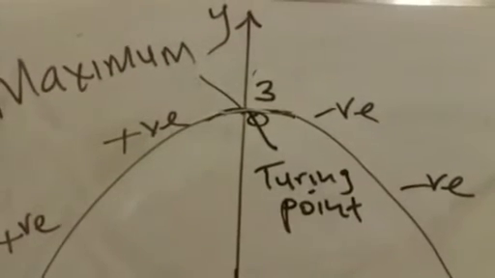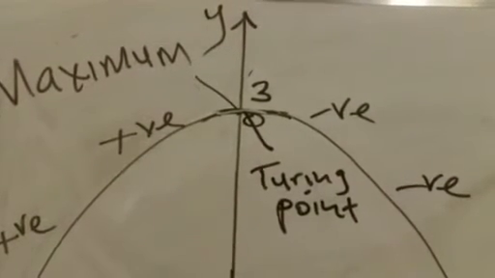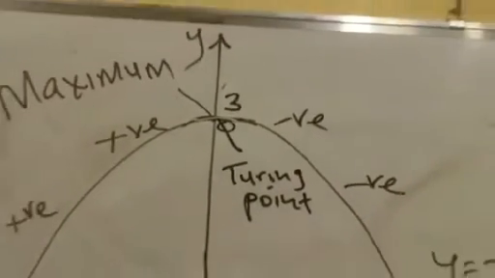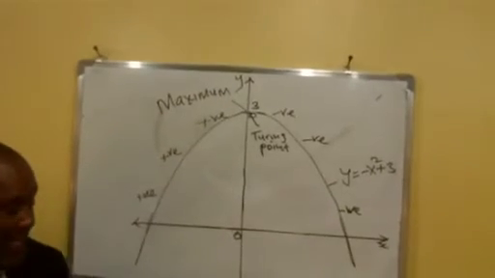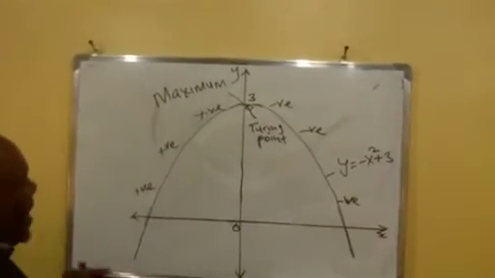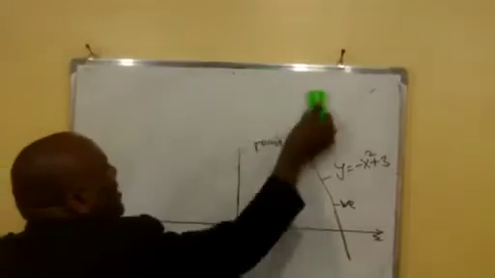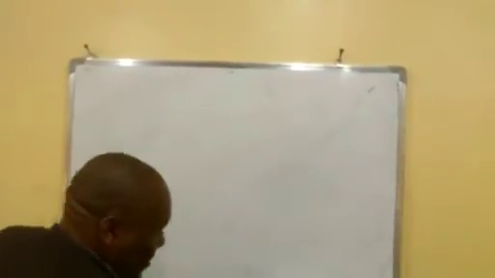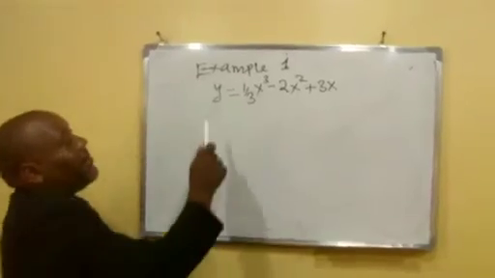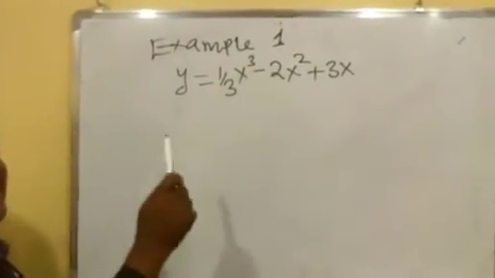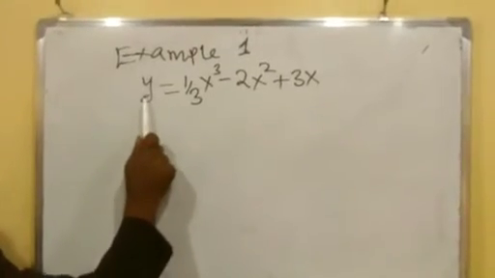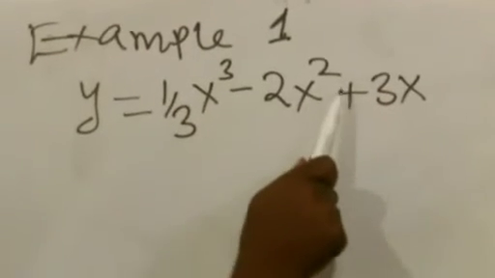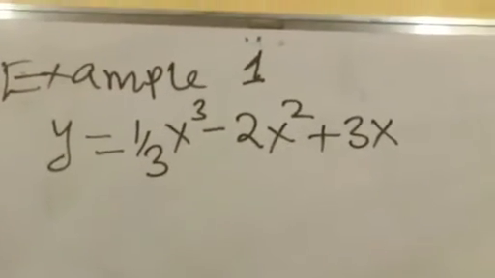So, when given an equation, we are able to give the nature of that particular point, and now we are going to examine the nature of the turning points for given equations. Example 1. Identify the turning point and the nature of the turning point of this equation, which is y equals a third x cubed minus 2x squared plus 3x.